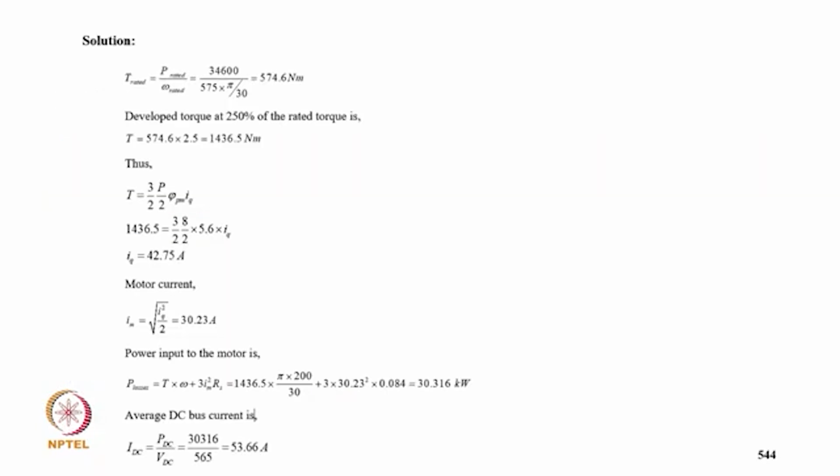The solution is: starting torque required is 3 times the rated. This is T rated equal to P rated upon omega, so this is 576, and developed torque is 250 percent. So T is this, so IQ is 42.75, motor current is IQ by root 2, that's 30.2, and power input to the motor is T omega plus 3 IM square R. Putting in the value, it comes to 30.316, and average DC current, PDC over VDC, comes to 53.66 ampere.